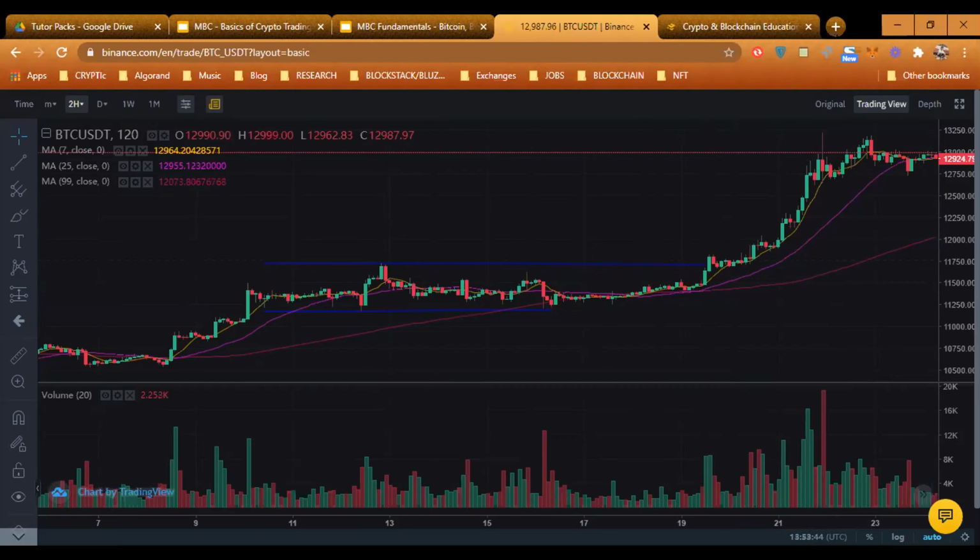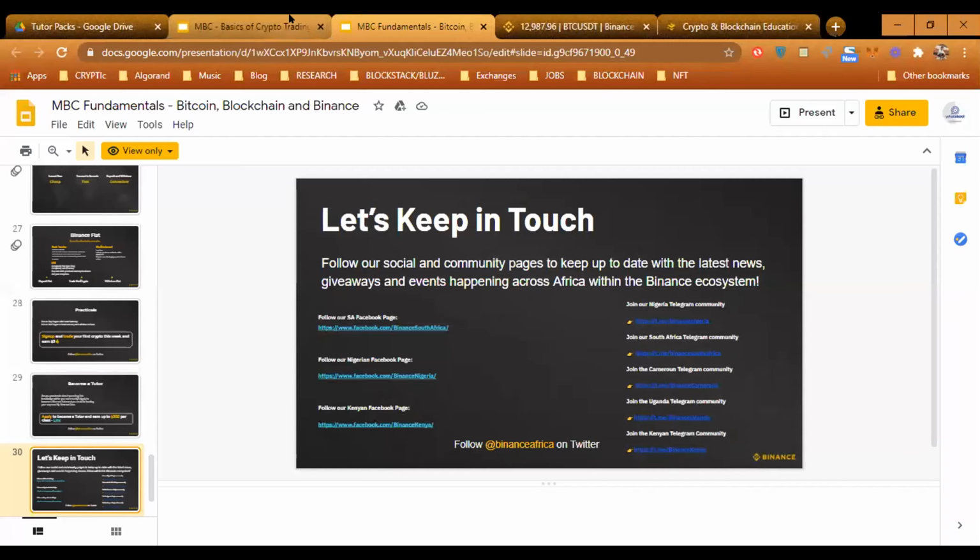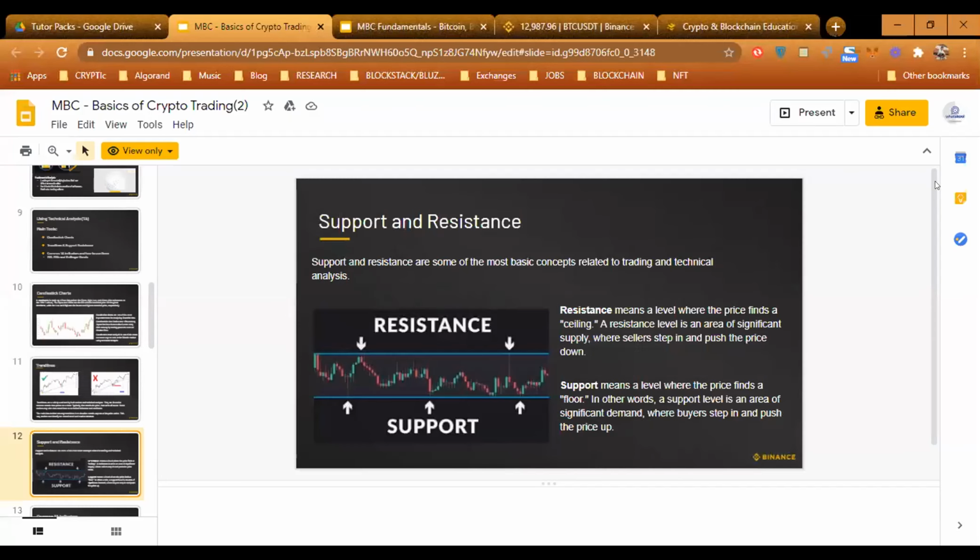Okay, you understand. So you know how to draw resistance and how to draw a support line. So you have to look for a point when the currency wasn't really going up or going down, and then check for spikes in decrease in price or increase in price, and then draw your lines from those spikes. All right. Any question? Okay, let's continue.